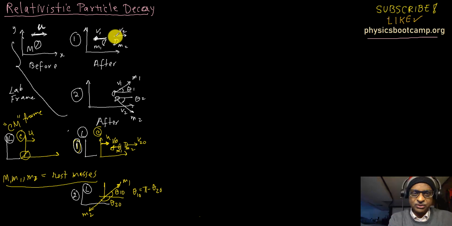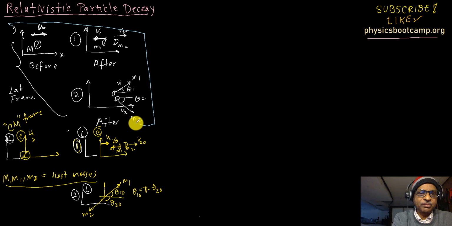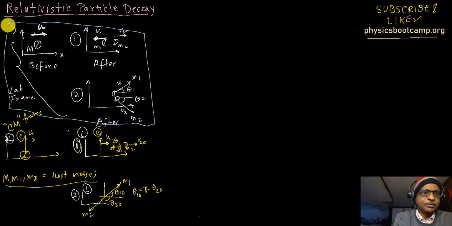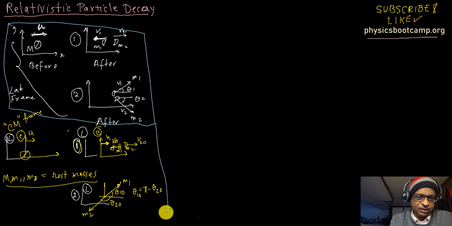So looking at one, they just go along the x-axis, and you may want to figure out what are the ratios of these speeds and things like that. Over here, you can do it in a lab frame. This whole thing is a lab frame over here. Or you can think of the same thing in a center of mass frame.